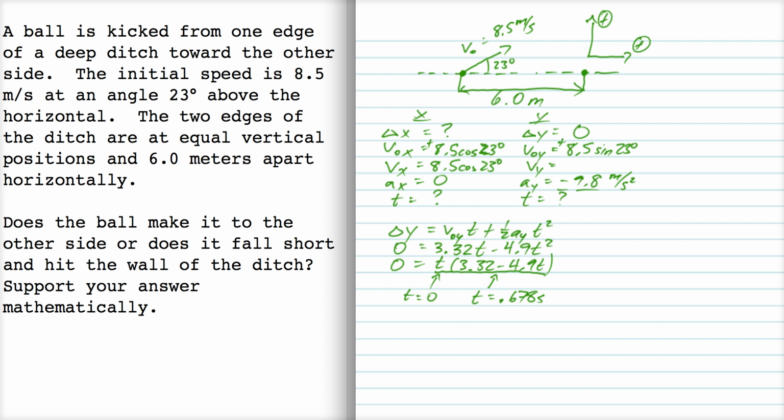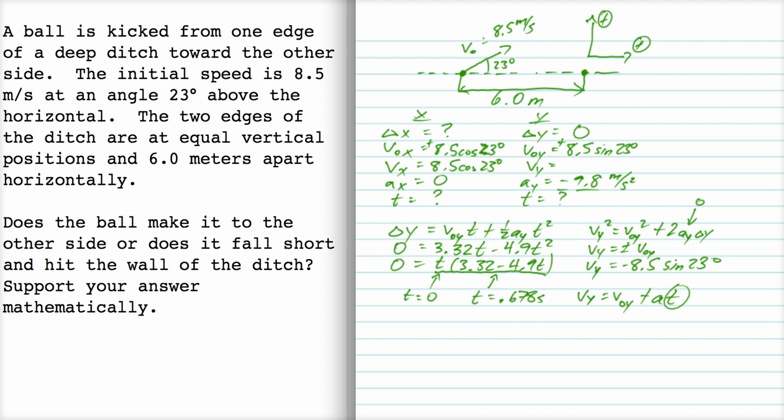Now, if you're not a big fan of quadratics, you could solve for the final velocity, right? You could say that vy squared is equal to v0y squared plus 2a delta y. And of course that term is 0, so vy is just plus or minus v0y. So vy is minus 8.5 sine 23. And then you could use that and say, well, okay, vy is equal to v0y plus at, and you could solve for t that way. You can get the same answer. You get 0.678 seconds.